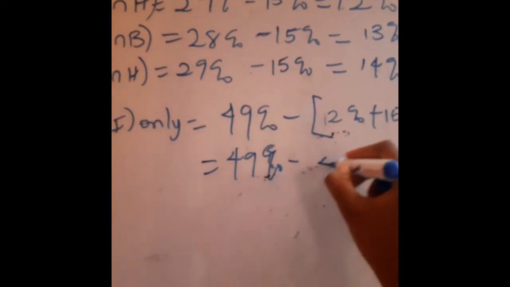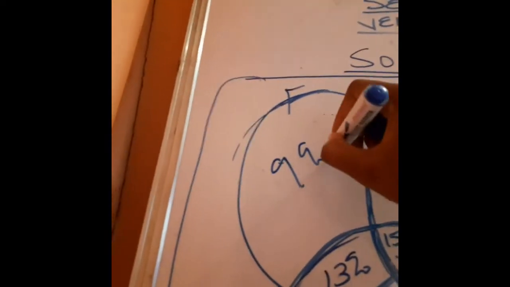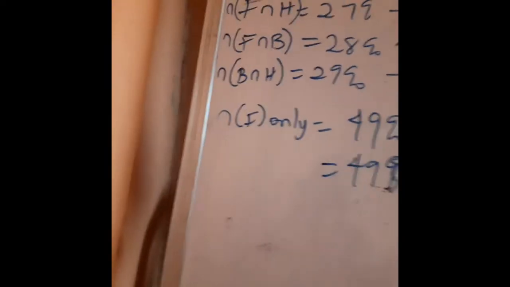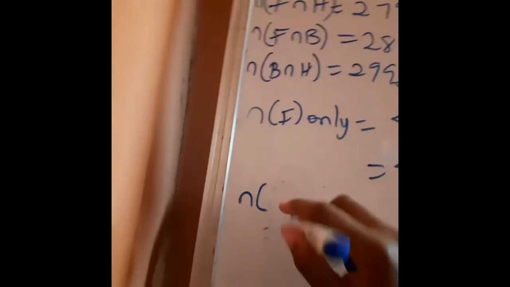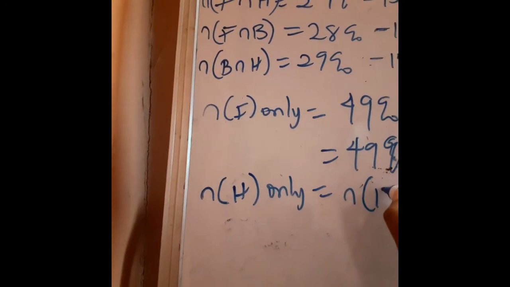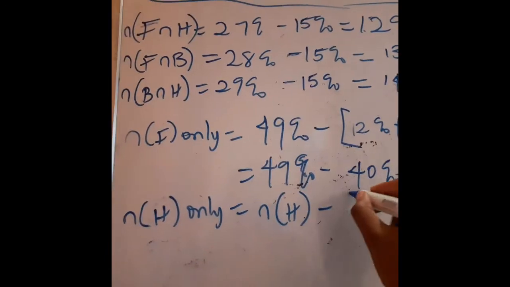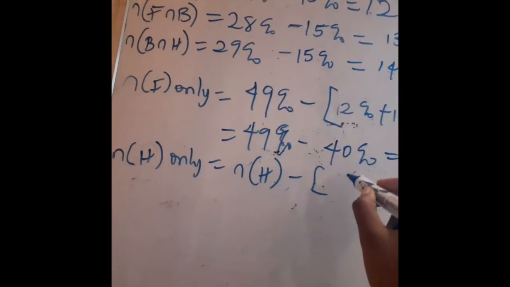So 49% minus 40% equals 9%. That's how we got the 9 that was written here initially. So we'll do the same for this too. Number of H only, number of H minus, I just want to list it out so that you understand, for better understanding.